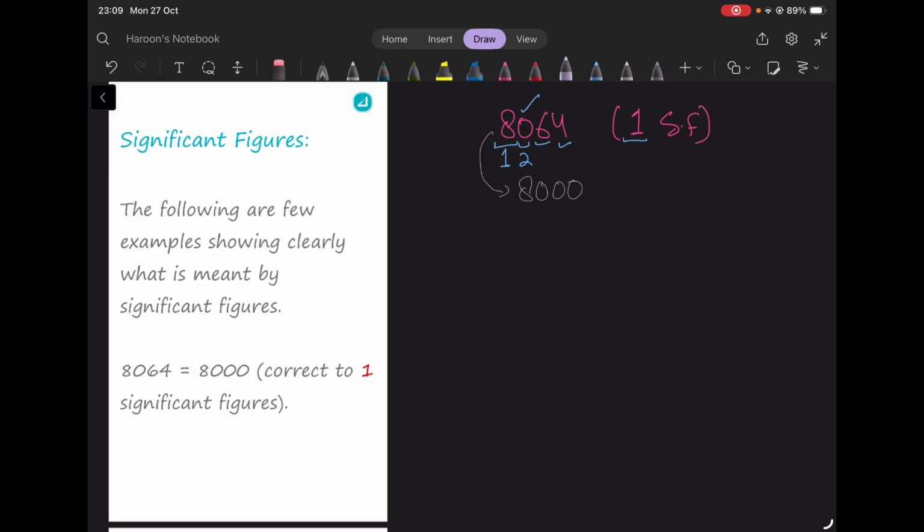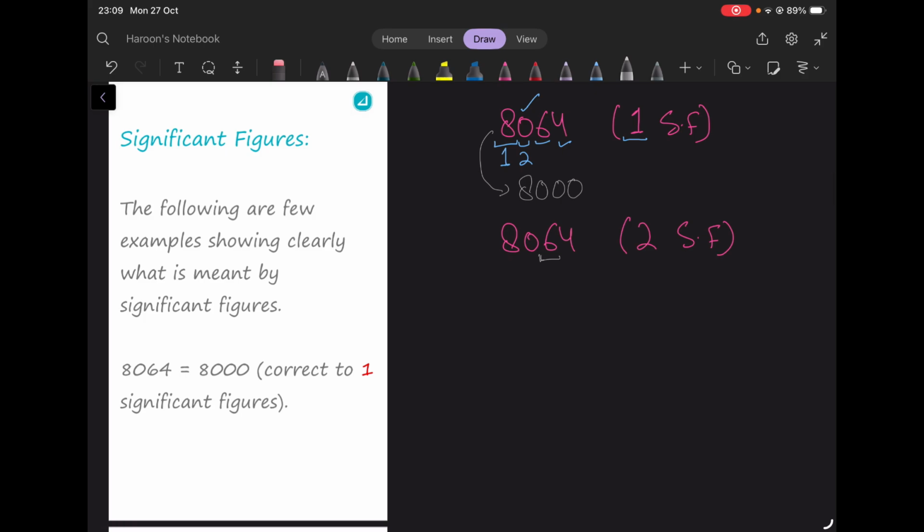Let's say I get the same question, 8064, but now the examiner says convert this to 2 significant figures. Now I'll have a look at the third significant figure, always the next one. Because I want to convert it to 2, I'll have a look at the third significant figure.